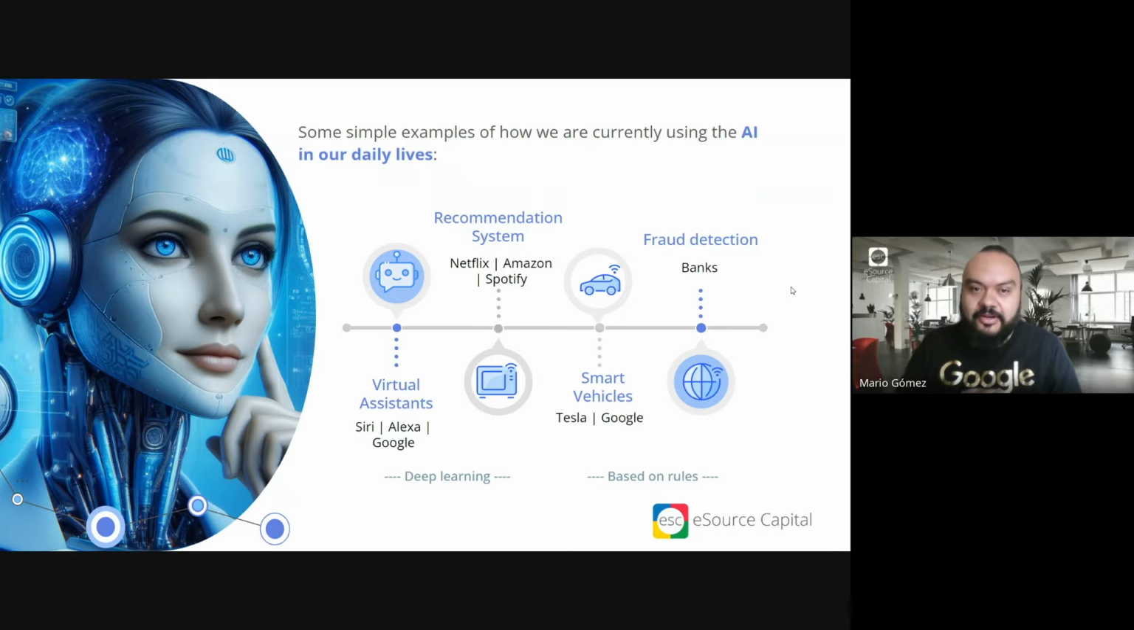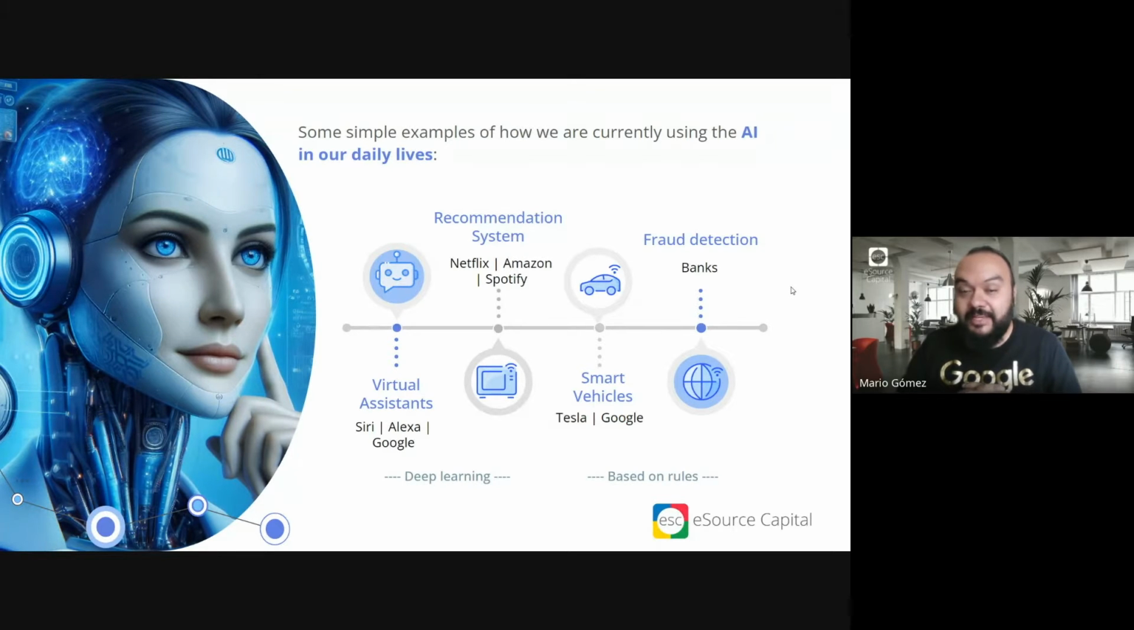Continuing with the deep learning style of artificial intelligence, we also have recommendation systems. For example, whenever you're watching movies on Netflix, buying things on Amazon, or listening to music on Spotify, that's the reason why they suggest you may like this, or you may want to watch this movie, or if you bought these shoes, then maybe you want this shirt as well. That's a recommendation system, and it's part of the deep learning process as well.